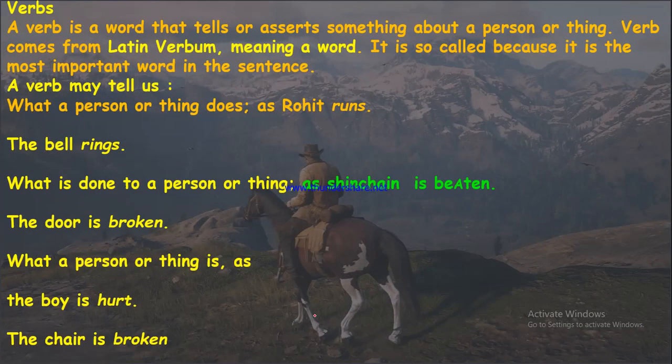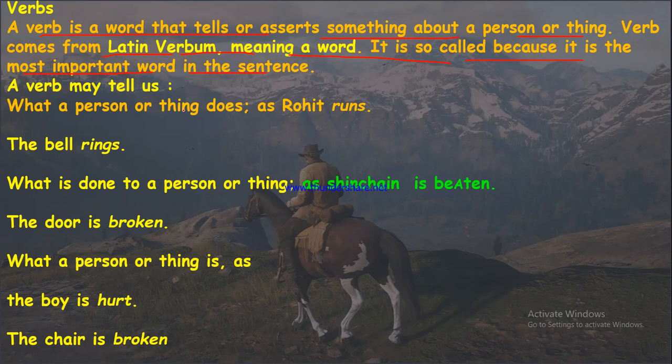Now let's talk about the verb. Okay, a verb basically tells us or asserts something about a person or thing. It means whatever is happening, what has been done to a person, or what condition a thing is in. The verb is very important from the MCQ point of view. Verb comes from the Latin word verbum, meaning word. It is called that because it is the most important word in the sentence. Whatever you say, you will use a verb for the process of communication.